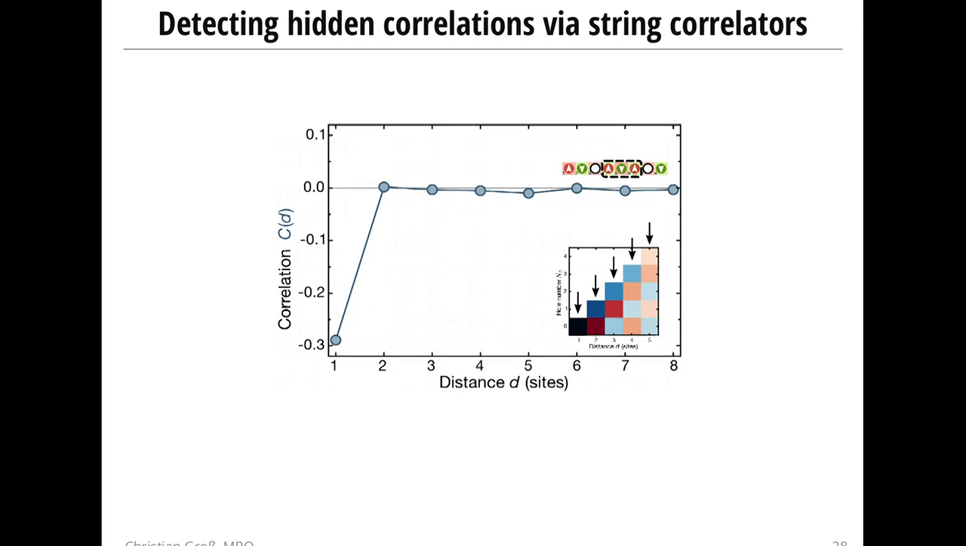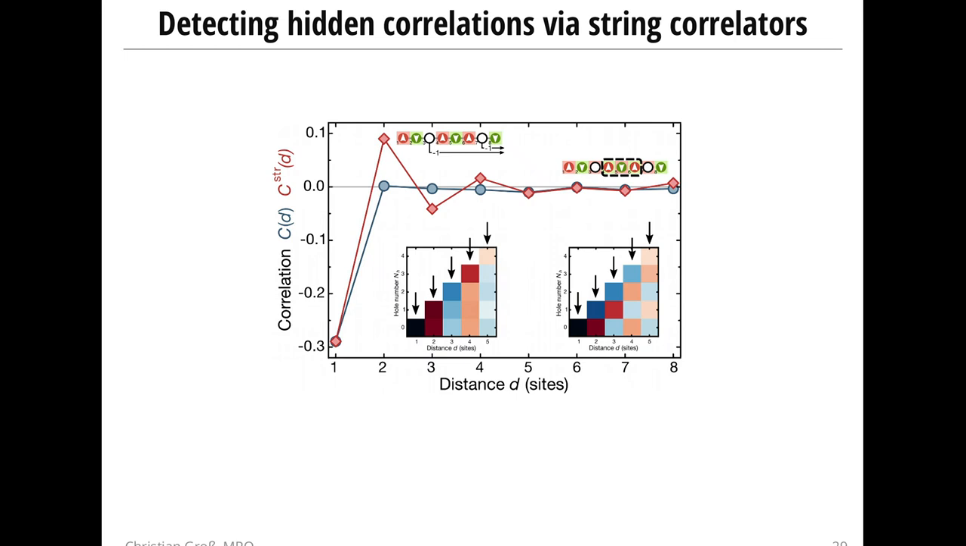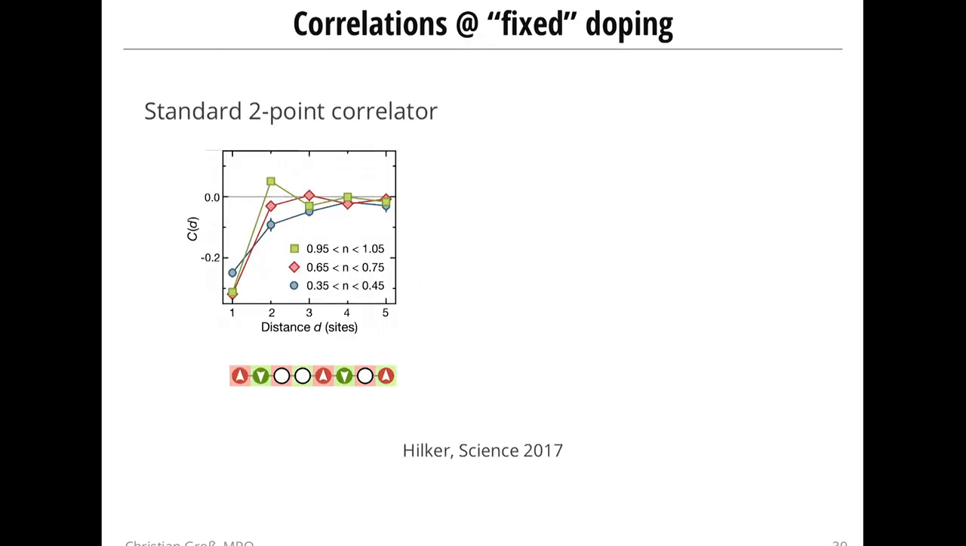Now we analyze the same data in terms of the string order parameter. And we basically get back the antiferromagnetic correlation, which shows you that the only effect that the holes have is this trivial effect of displacing the order.